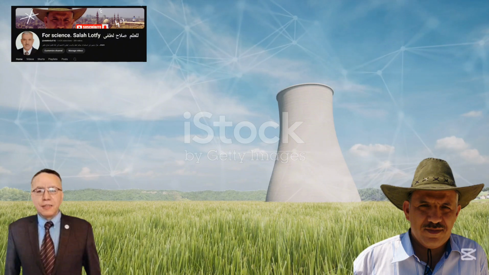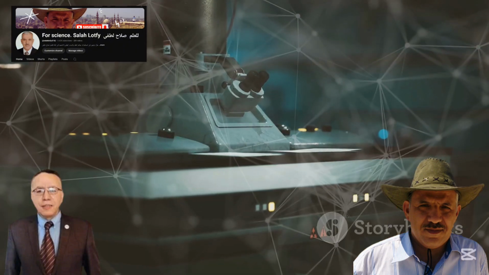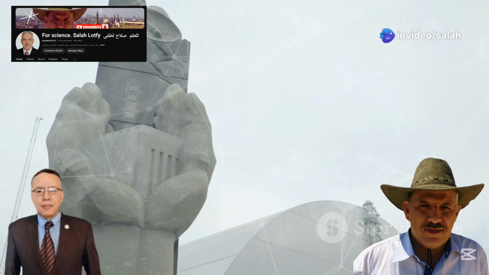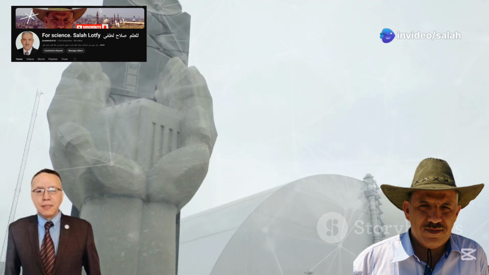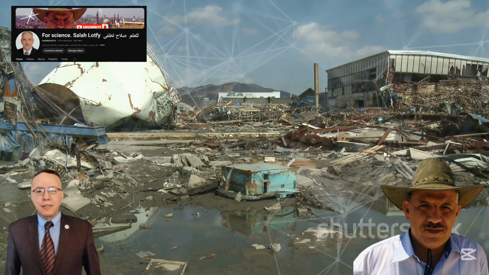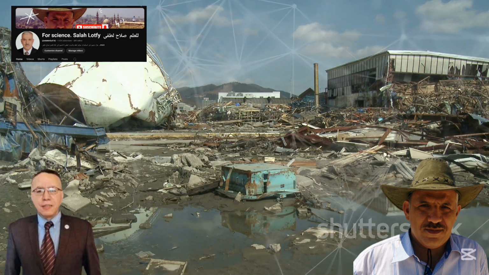Section 7. Safety first, learning from the past. Nuclear safety is of paramount importance. The nuclear industry has learned valuable lessons from past accidents. Chernobyl in 1986, where a design flaw and human error led to a catastrophic reactor explosion. Fukushima in 2011, where a tsunami caused by an earthquake triggered a nuclear meltdown.